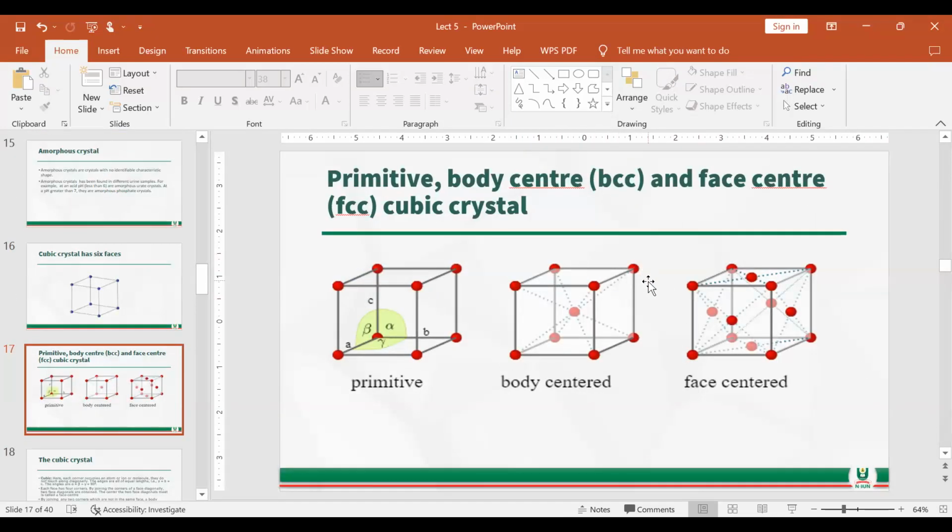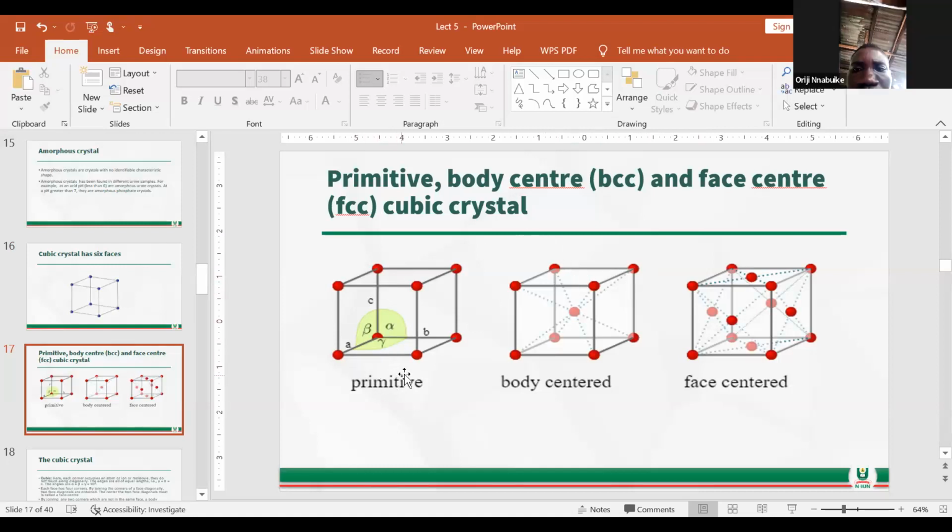So now there are 3 types of cubic crystal. This is the primitive cubic crystal. All the unit cells in the primitive cubic crystal are found at the corners of the cube. How many corners does a cube have? 8 corners. 1, 2, 3, 4 up, 1, 2, 3, 4 down. So it has 8. Now, these are the angles we were talking about. You can see the angle alpha, angle beta, angle gamma. So that's how we are talking about the angle there.